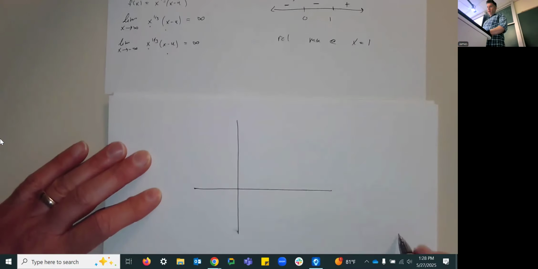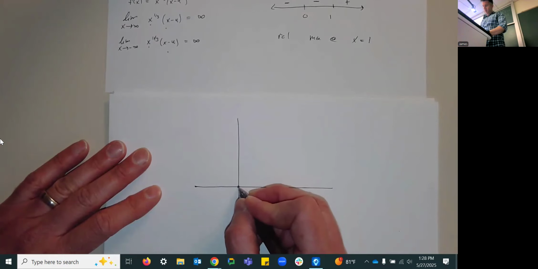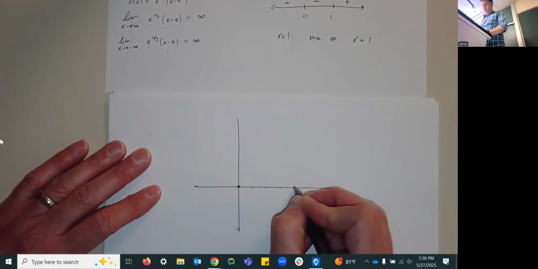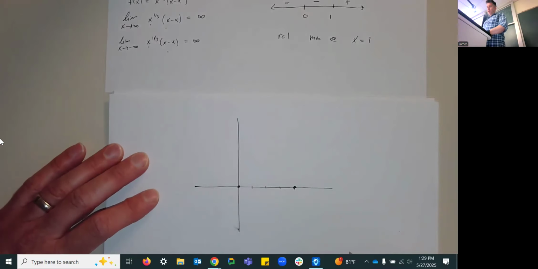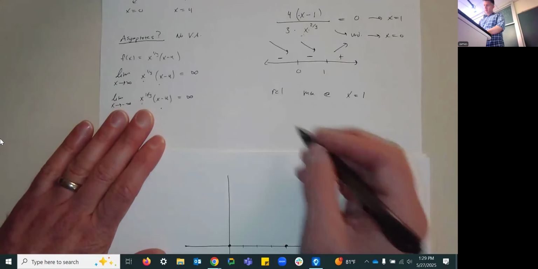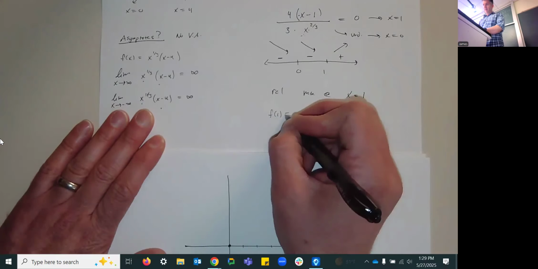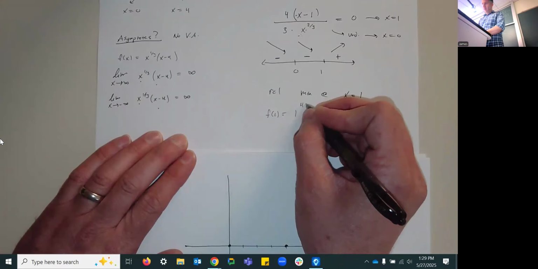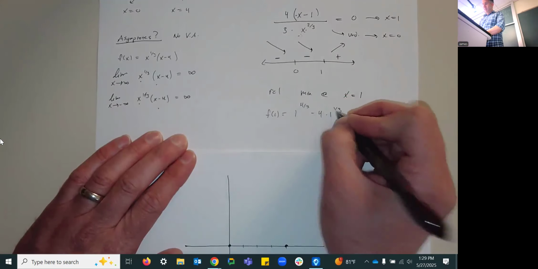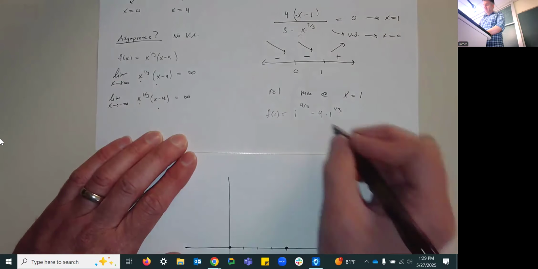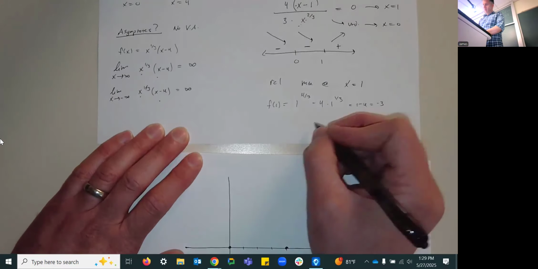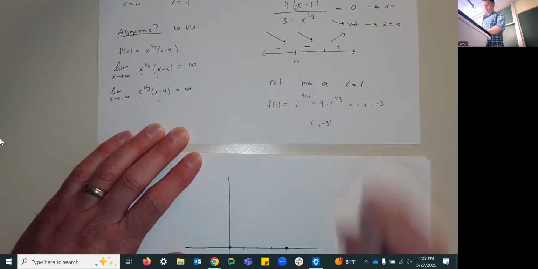So we know that we have the intercepts of (0, 0) and (4, 0). We just found that we have a relative minimum at x equal to 1, and if we plug in 1 to our function, f of 1 is actually really easy to find. It's 1 to the 4/3 minus 4 times 1 to the 1/3, but 1 to any power is 1, so we just really get 1 minus 4, which is negative 3. So our relative minimum is at (1, -3).